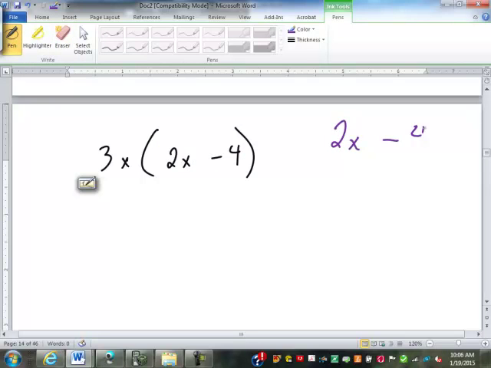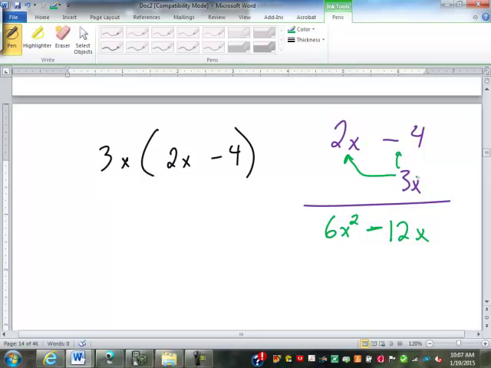2x minus 4 times 3x. 3x times -4 is, well, 3 times -4 is -12. Then there's nothing to multiply the x. How about 3x times 2x? Perfect. 3 times 2 is 6. We also multiply the names, though. X times x is x squared.